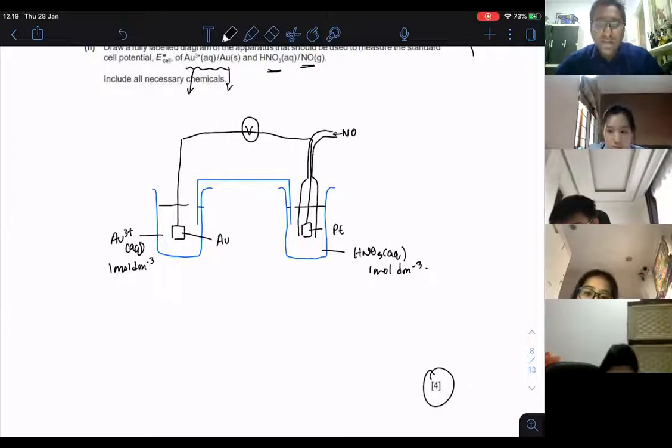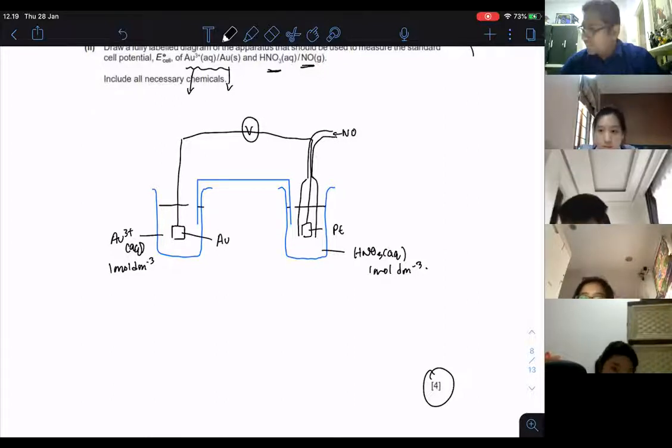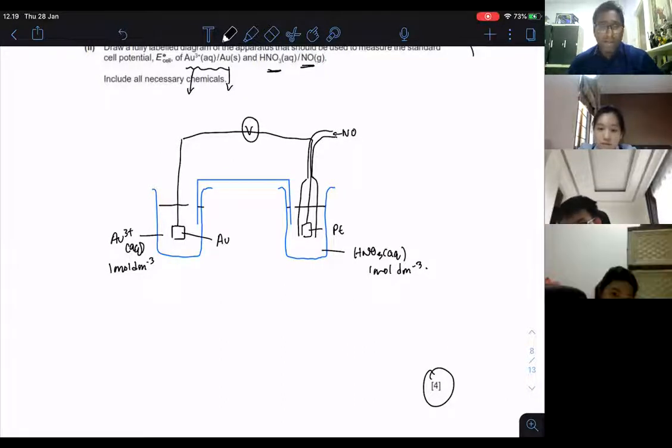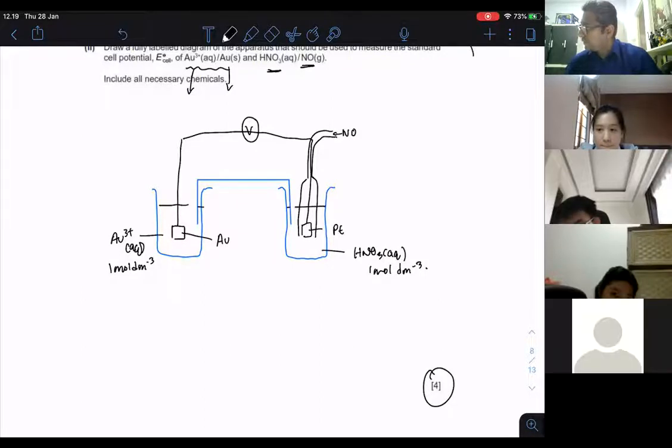Okay, 4 marks. So this is important. How to get the 4 marks. Why platinum? Because I think you need something that can conduct electricity. Must be something that conducts electricity. You can actually check. I think other than platinum, you can use graphite. Let me check for you.